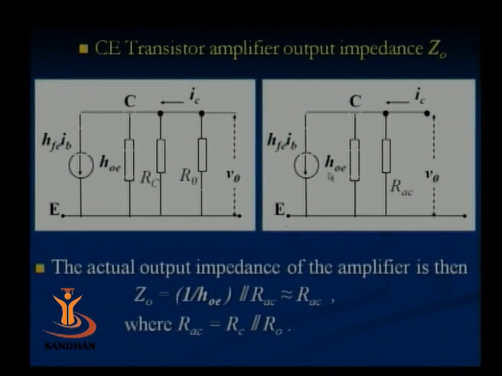So the actual output impedance of the amplifier, ZO, is 1 upon HOE in parallel with RAC. What is RAC here? I have defined it as the parallel combination of RC and RO. So that is RAC.